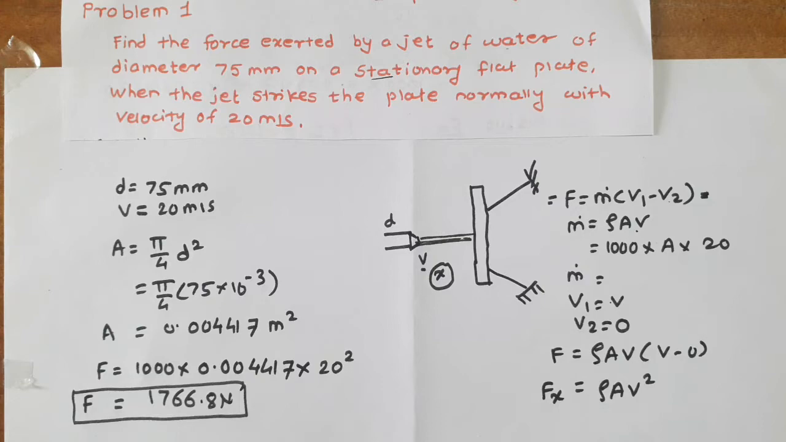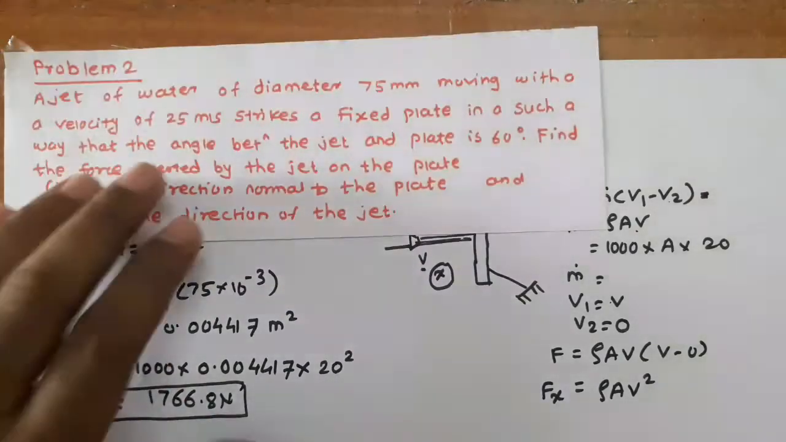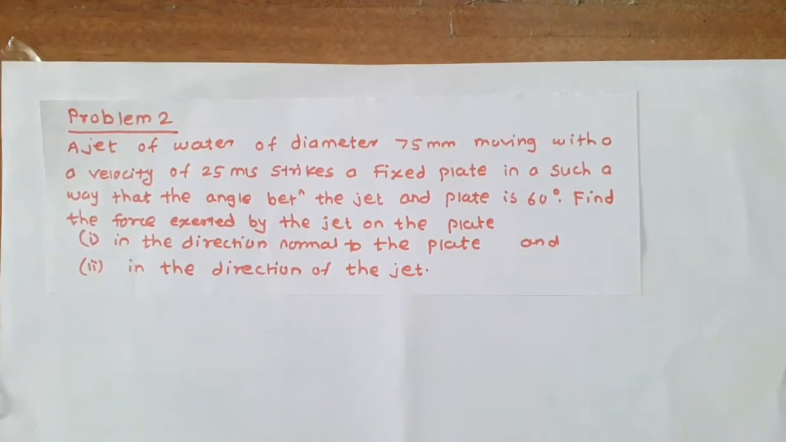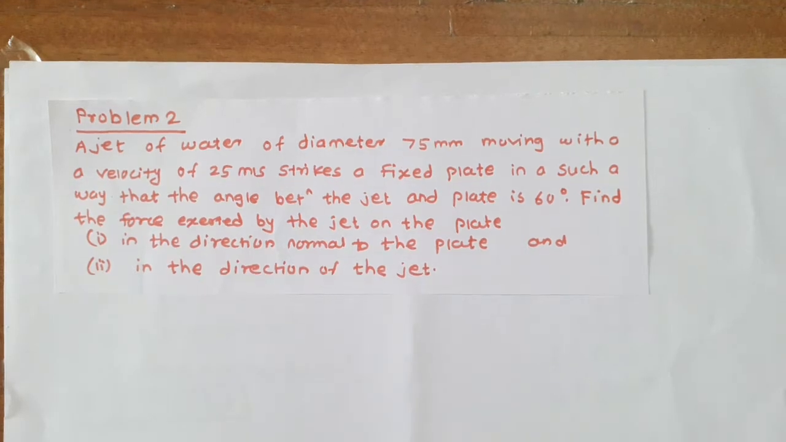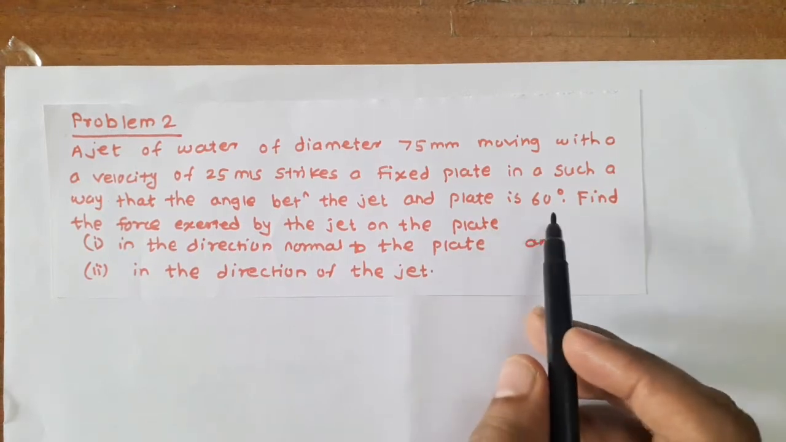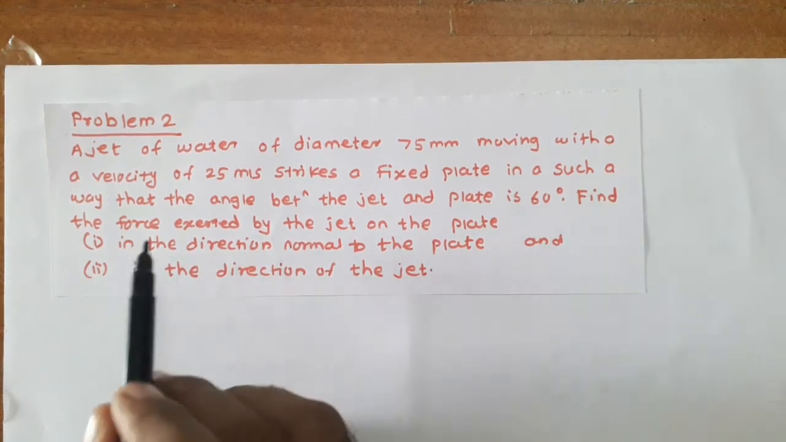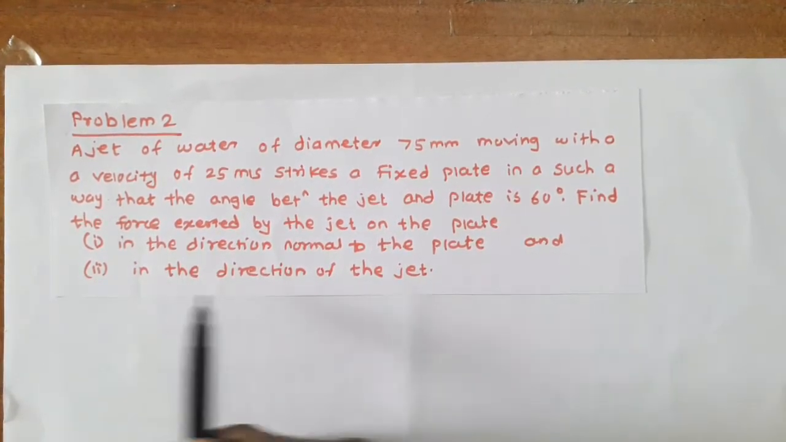So the next problem is problem number 2. Now in this problem, a jet of water of diameter 75 mm moving with a velocity of 25 meter per second strikes a fixed plate in such a way that the angle between the jet and plate is 60 degree. Find the force exerted by jet on the plate in the direction normal to the plate and in the direction of the jet.